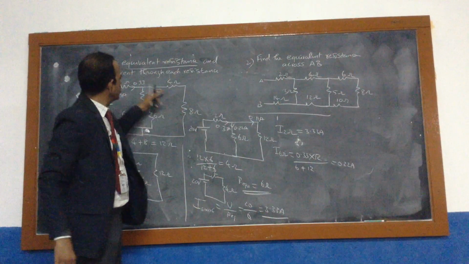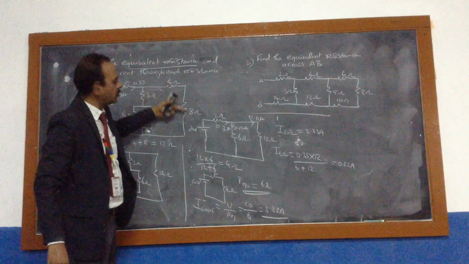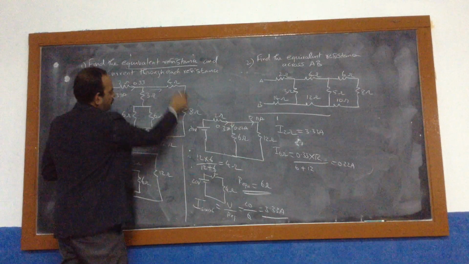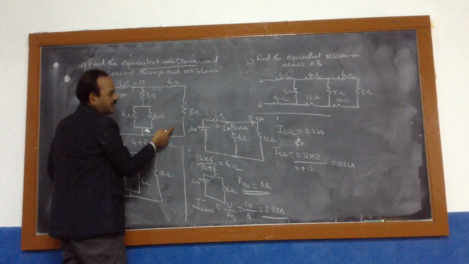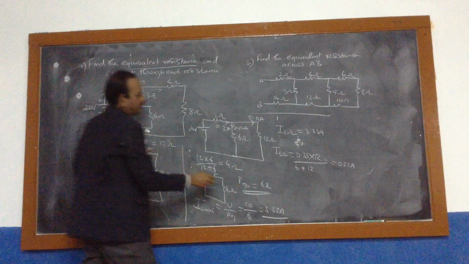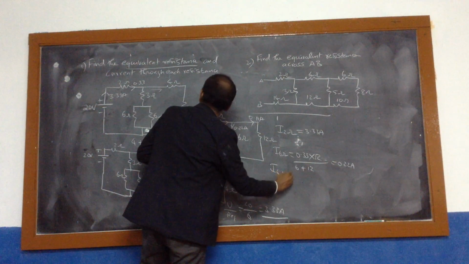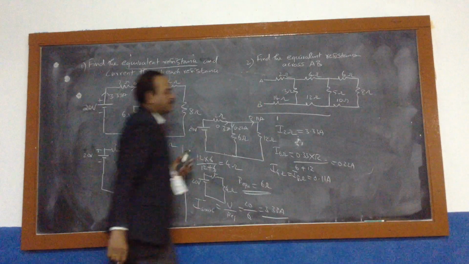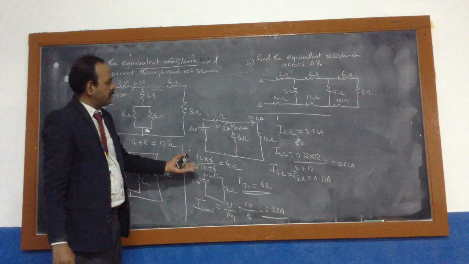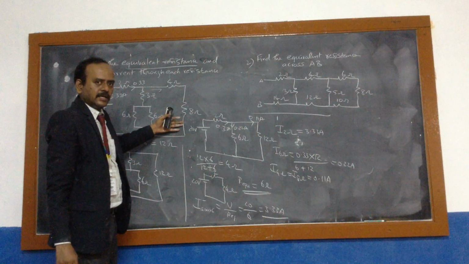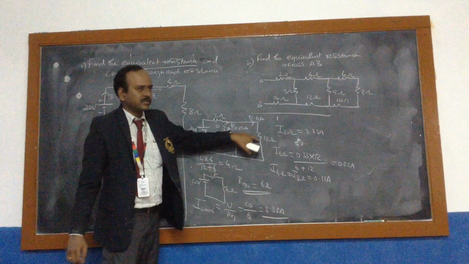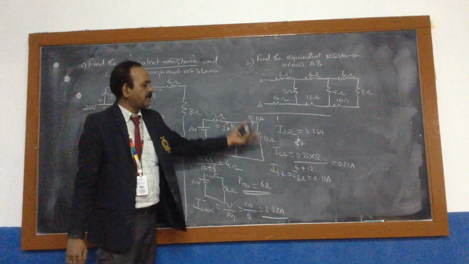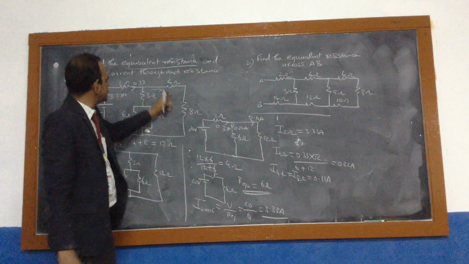Suppose I want to find the current flowing through the 4 ohm and 8 ohm. You can easily find it. This 12 ohm branch is the addition of 4 and 8. The same current is flowing here, since both are in series. So the current flowing through the 4 ohm and the 8 ohm is 1.11 amps. So we got the current flowing through each resistance.